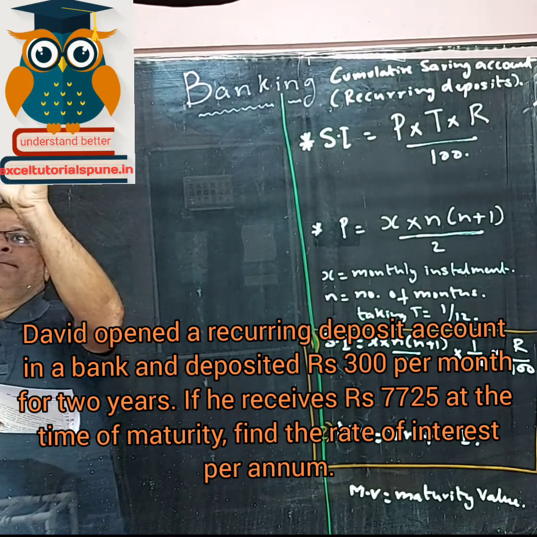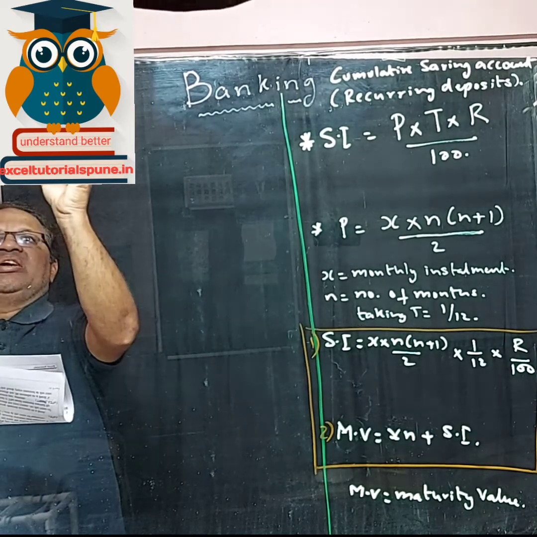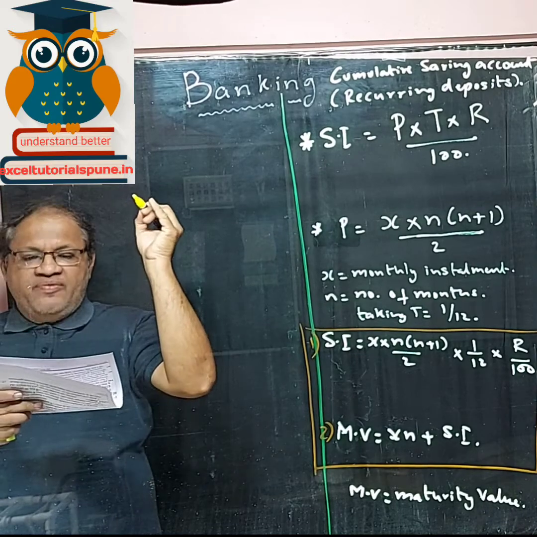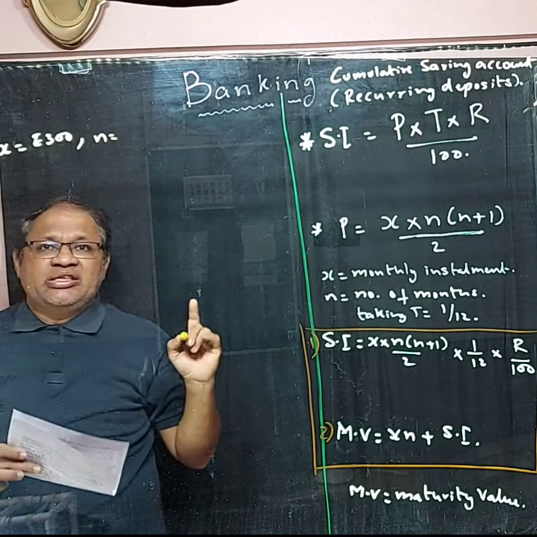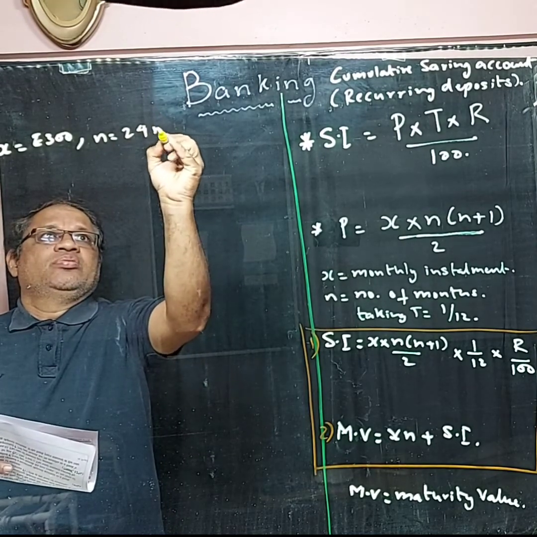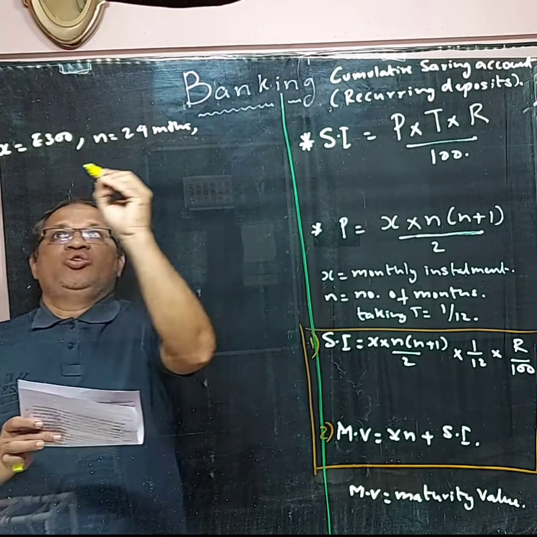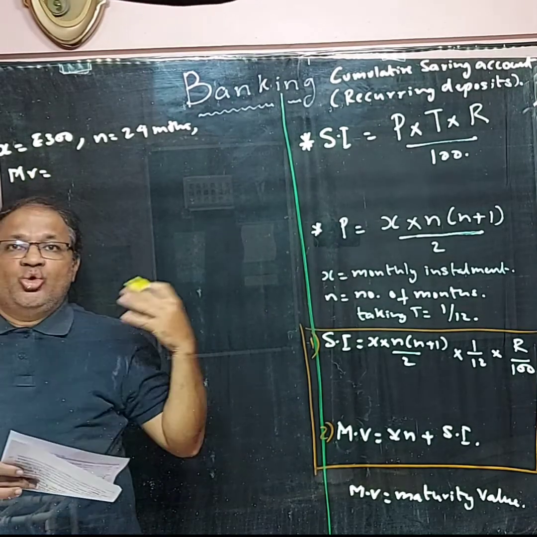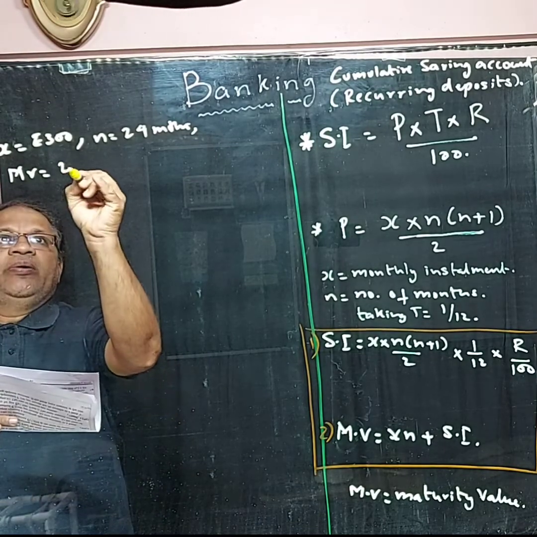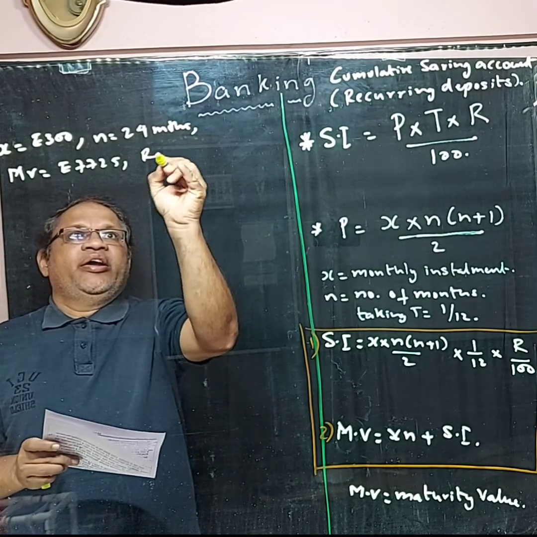So first you write down the particulars. 300 per month, that is X, the monthly installment, is rupees 300. Then the number of months: it is given 2 years, don't forget 2 into 12, that is 24 months. Then the maturity value is given, that is the total amount he receives after 2 years, 7725. And we have to find out the rate of interest.